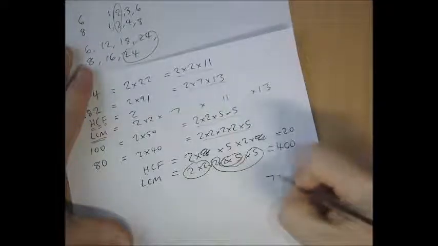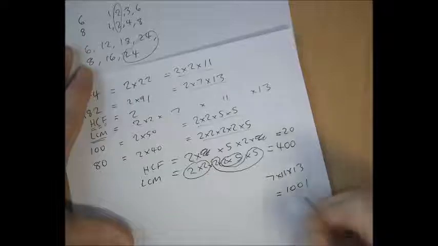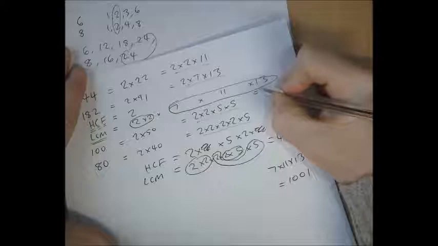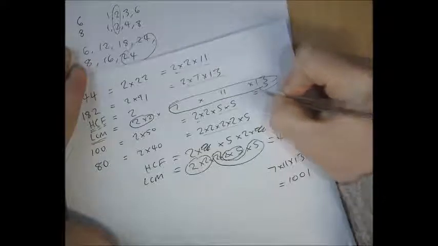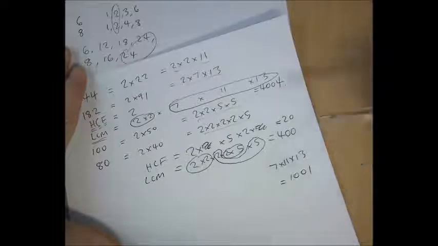Now, in order to do this multiplication quickly, I'm just going to give you a little hot fact, which is 7 times 11 times 13 is 1001. 1001 is very easy to deal with. Basically, I see 4 times 1001, so the lowest common multiple has to be 4004.